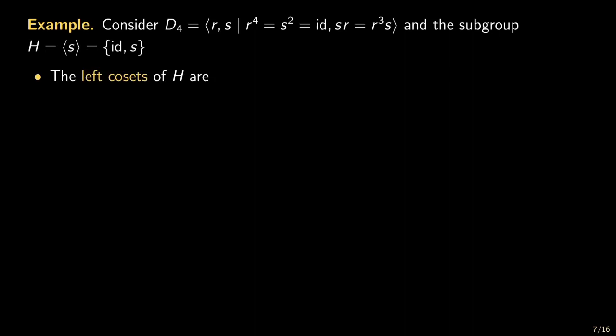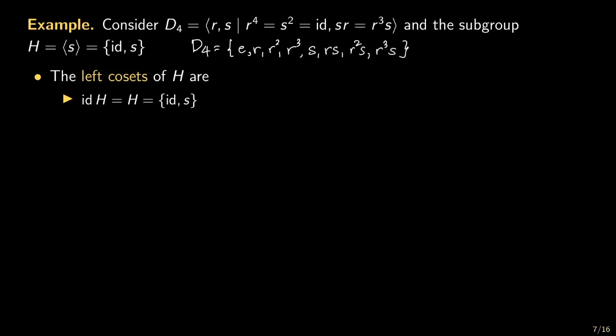The left cosets of H are, now this group is multiplicative, so we multiply instead of add. Of course, if I multiply ID on H, you get H. By the way, before I continue, let's list down the elements of D4. Please write this in your notes because it will disappear. The elements of D4 are E, R, R squared, R cubed, S, RS, R squared S, R cubed S. So those are the 8 elements.